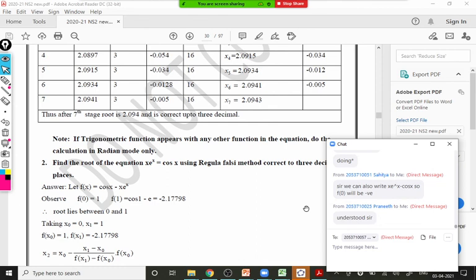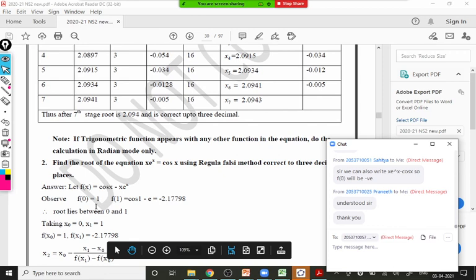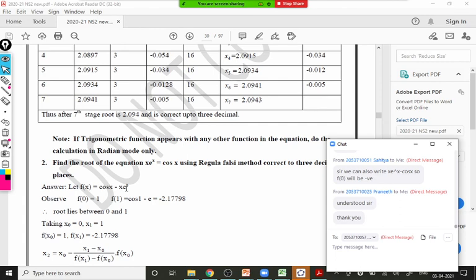x e raised to x minus cos x, or cos x minus x e raised to x. Both are correct. Yeah, Sahitya, both are correct. Only the problem is, when my f of 0 is positive, your f of 0 is negative. That is okay. Sahitya, you are correct there. That is also possible. Means f(x) can be taken as cos x minus x e raised to x, or x e raised to x minus cos x. Both ways, the answer will remain the same.